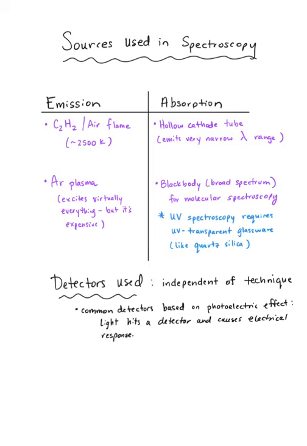Two common types of detectors used in spectroscopy include a vacuum phototube, which contains all the electronics to undergo this photoelectric effect in vacuo, or a photomultiplier tube, which uses a cascade of electrical responses to amplify the gain associated with an electrical response.